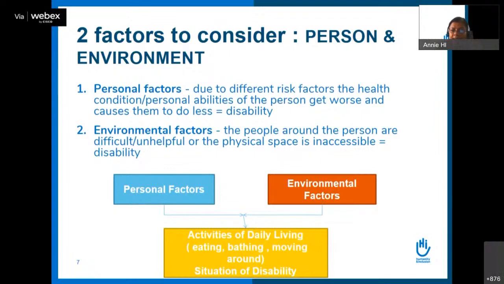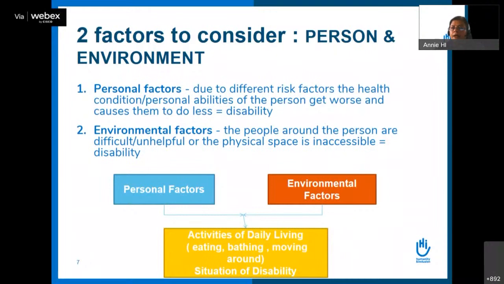And when both the personal factors and the environmental barriers interact, that is what determines our ability to do our activities of daily living. For example, eating, bathing, moving around, going to school, and that is what really determines our disability. For example, eating: if I have difficulty in using my hands, there are many people who do their eating using their legs. What I'm trying to say is that though there is a problem with the hand, there is a different way that I am able to do my activities of daily living.